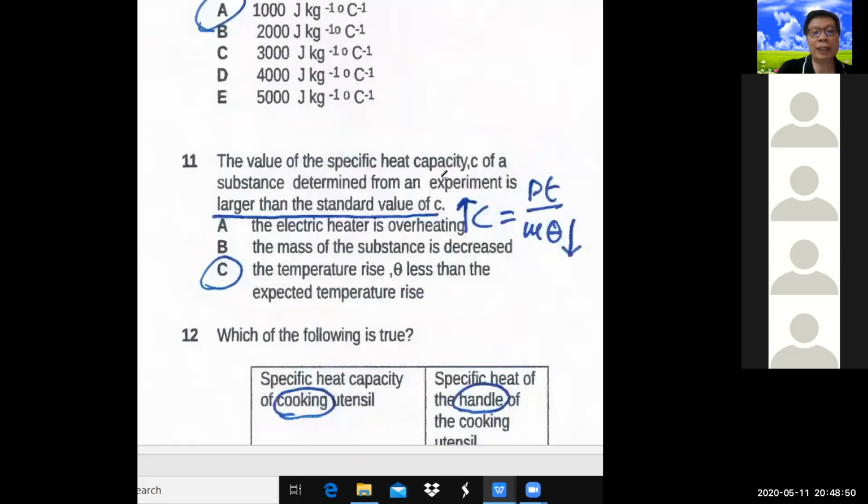The value of specific heat capacity of a substance determined from experiment is larger than the standard value. The reason is the temperature rise is less than the expected temperature rise, because heat is lost to the surrounding. So this theta becomes small. When you divide by a small number, your answer C becomes big. So that is the reason. Okay, number 12.